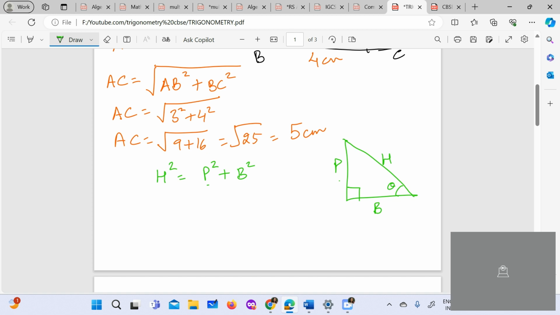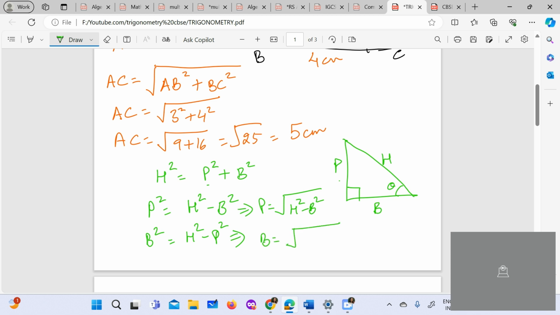So you can write this as p square is equal to h square minus b square, which is nothing but p is equal to root of h square minus b square. And in the same way, we can find the base length, that will be hypotenuse square minus perpendicular square, which can be written as b is equal to root of h square minus p square. Hope this is clear to everyone.